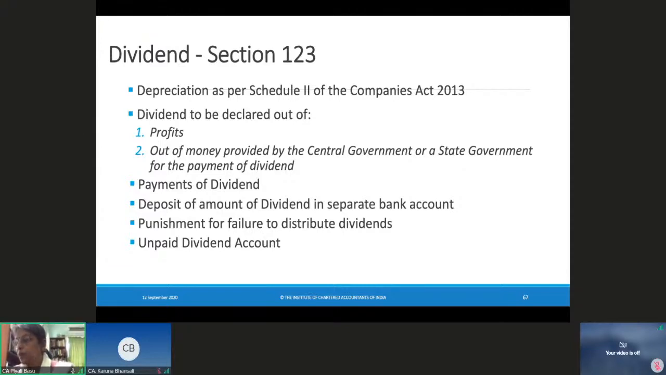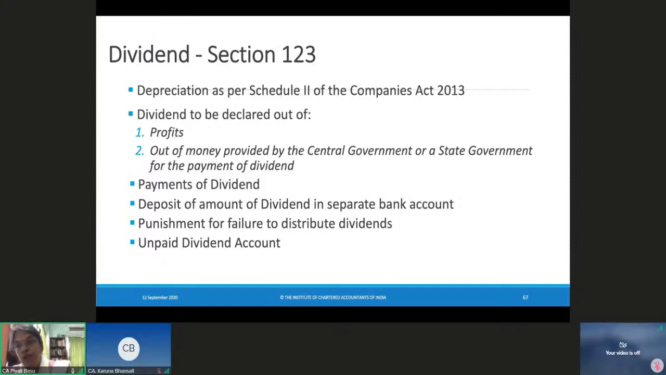So it should be declared out of the current profit. It can also be declared out of the past profit. Because of inadequacy or absence of profit in the current year, it can be declared out of the past profit, subject to the fulfillment of certain conditions. You have to accept permissions and things like that, and it has to be paid out from the free reserves, not from any other reserve. So by the company from its free reserves only.